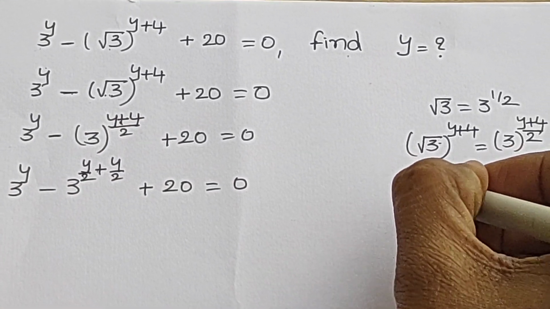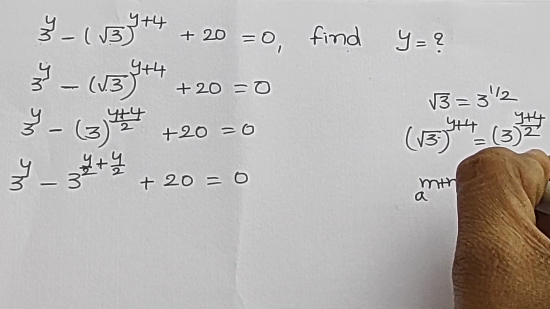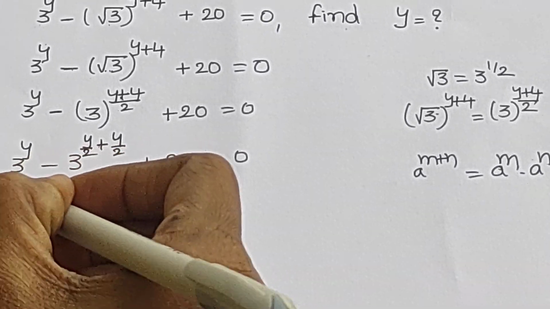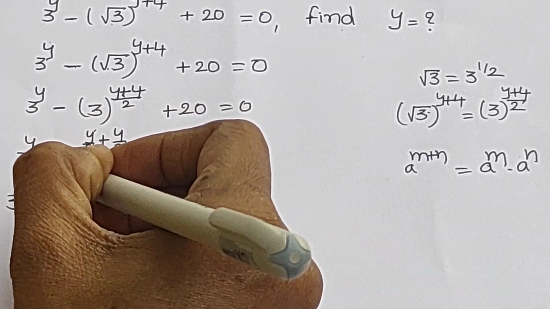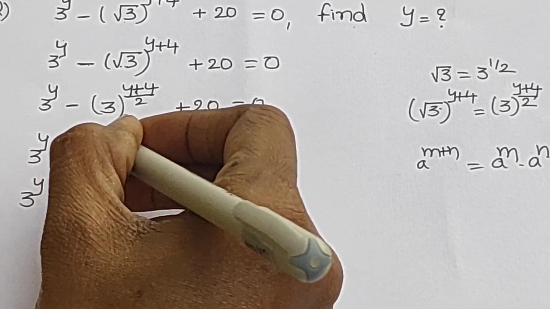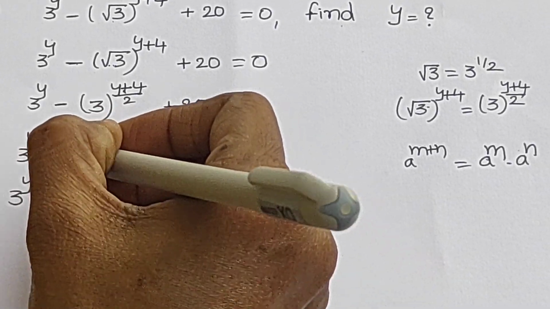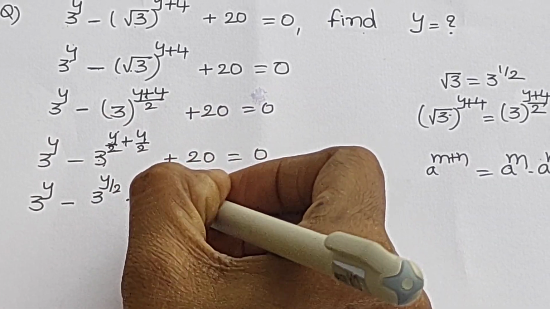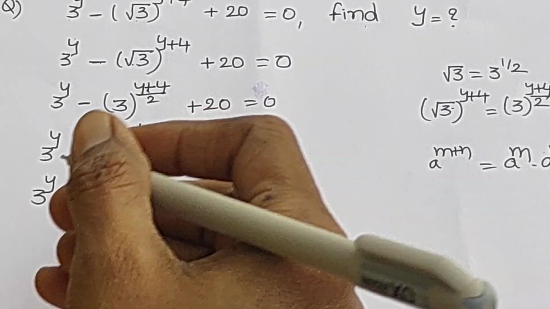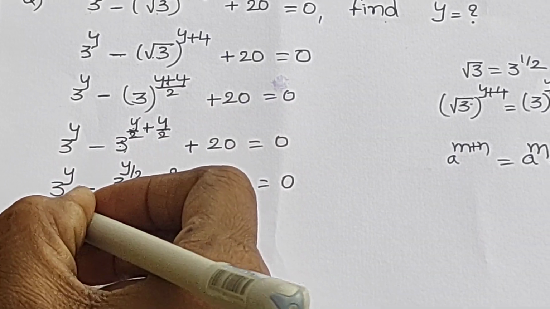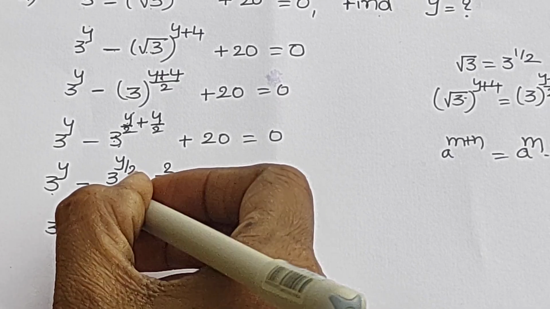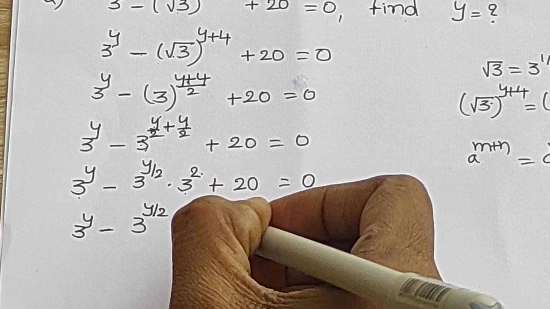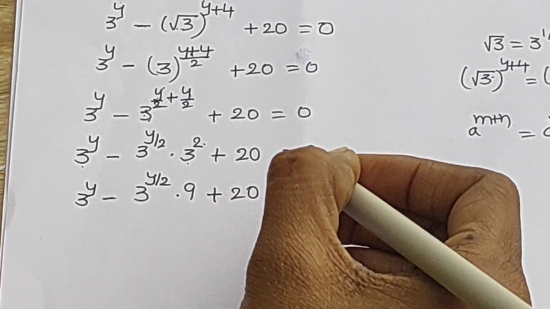A power m plus n equals a power m into a power n. So 3 power y minus 3 power y by 2, and 3 power 4 by 2 equal 3 square, which is 9, plus 20 equal 0.